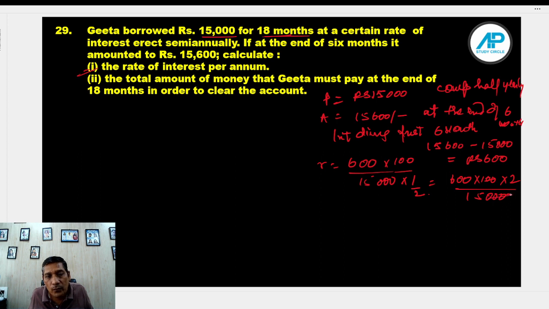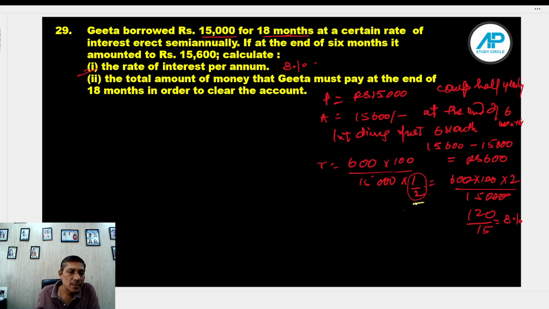3 zeros have gone. 120 upon 15 is the remaining value. I got my interest rate as 8%. Who understood this point? The point we noted: where I have put the half, it is because the time you have to take is half a year. So my time is 1/2 years. Question becomes very open and easy.